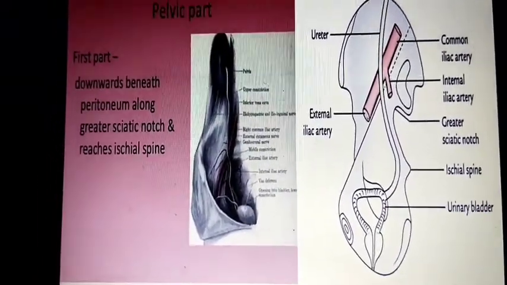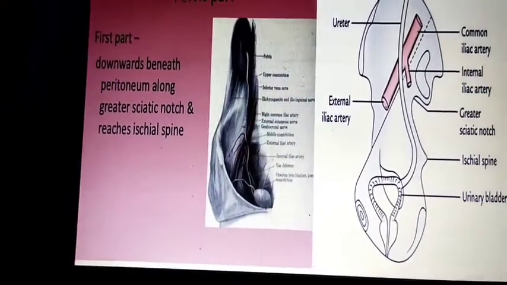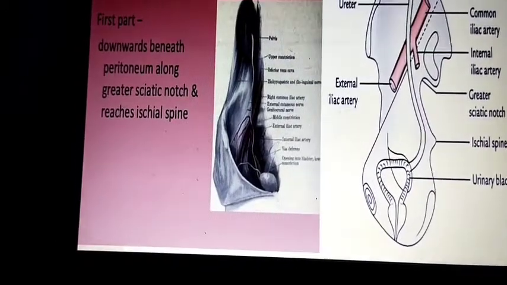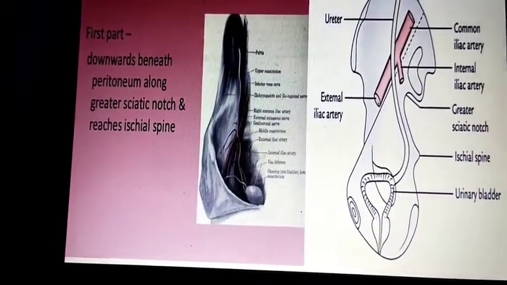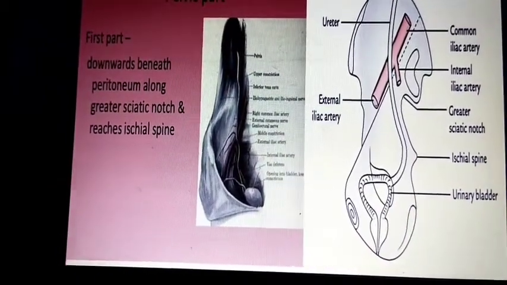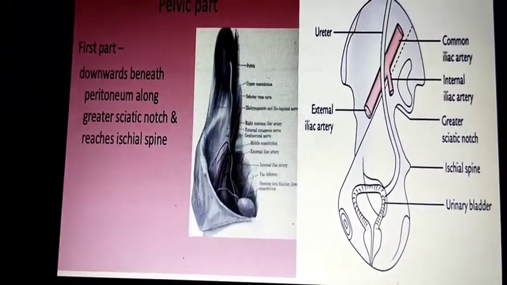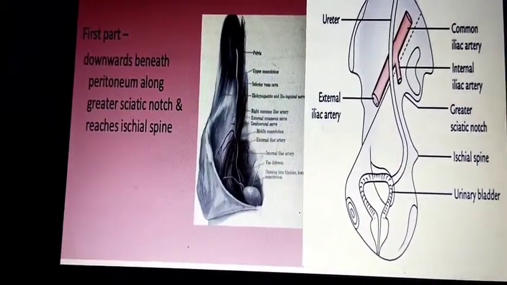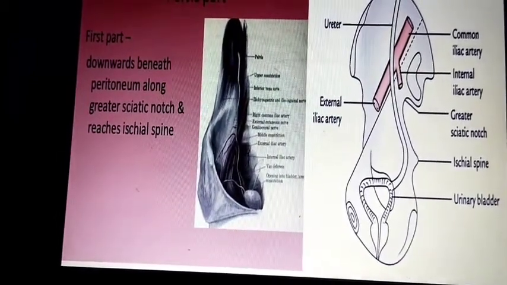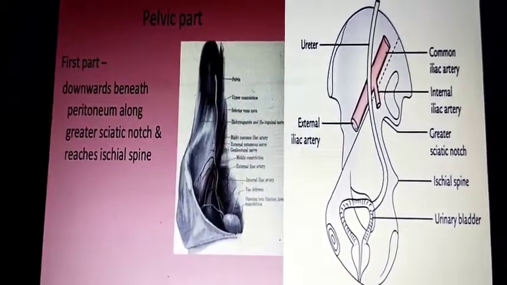First of all, the ureter in the true pelvis at first runs downwards, slightly backwards and laterally, following the anterior margin of the greater sciatic notch. Then opposite the ischial spine it runs forwards and medially to reach the base of the urinary bladder.